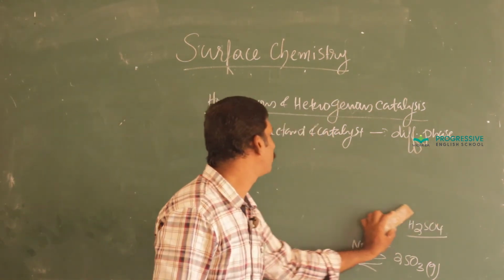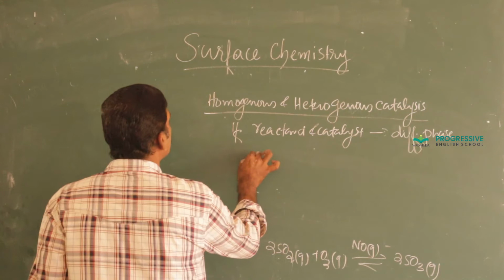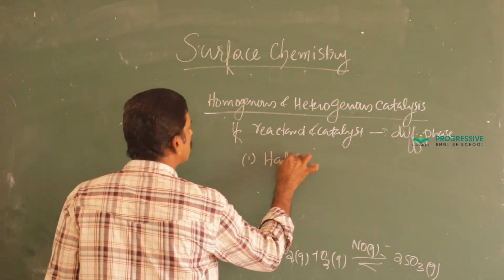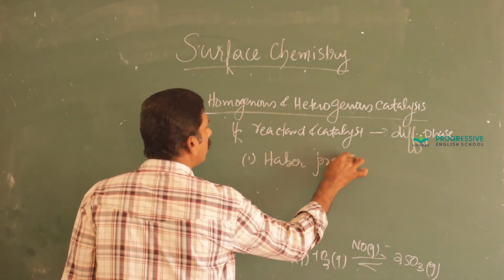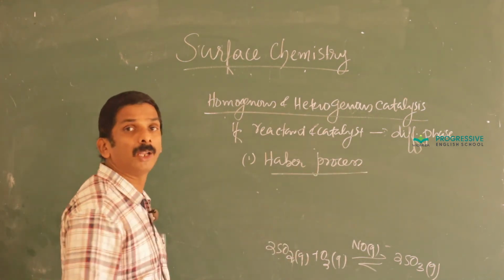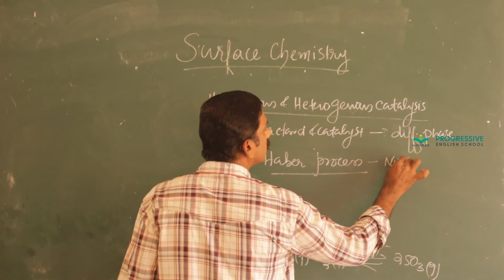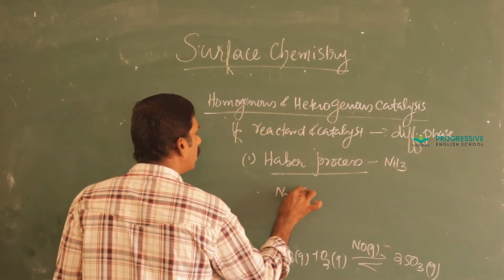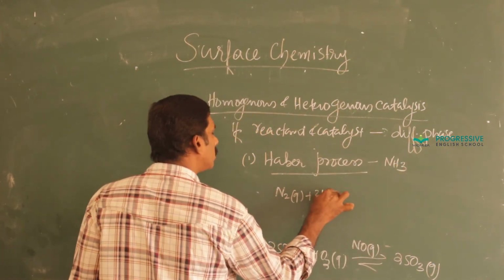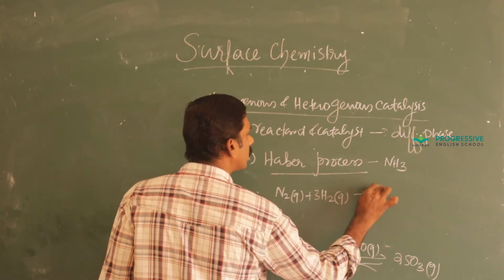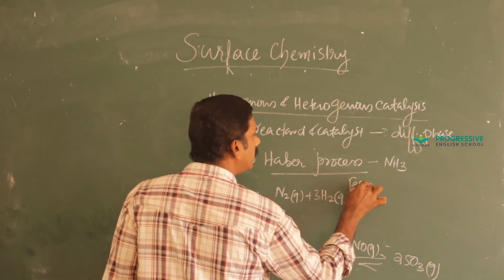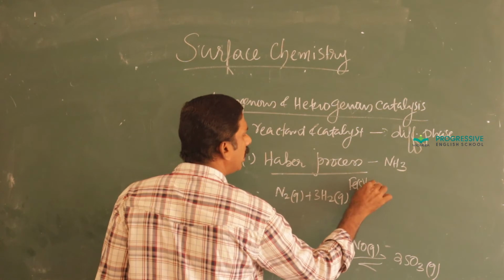And an example is the Haber process for the manufacture of ammonia. Here N2 gas plus 3H2 gas, with spongy iron in solid state.